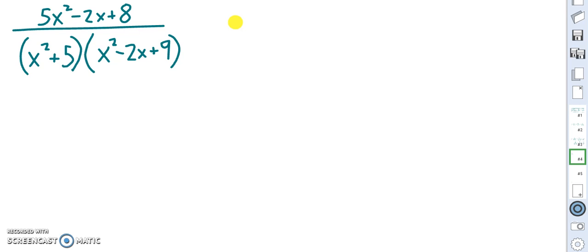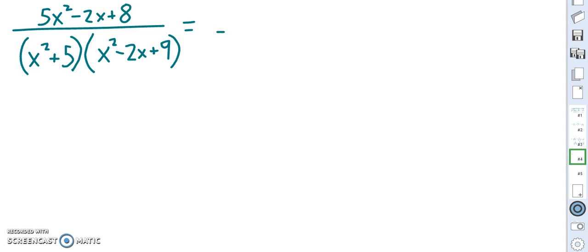So, where it's not constants on top is if I have these quadratics in the bottom that don't factor. This is a quadratic that does not factor over the real numbers. If I do b squared minus 4ac, I get a negative number, so I know this would have imaginary zeros. So I know it does not factor over the real numbers.